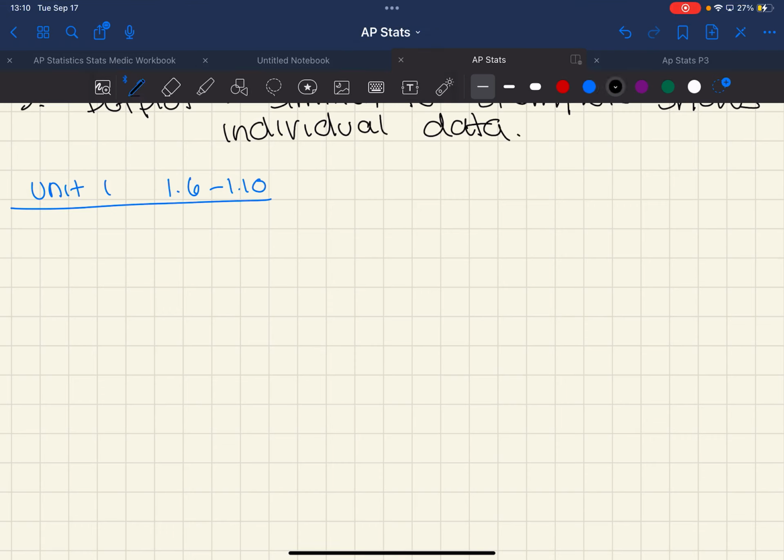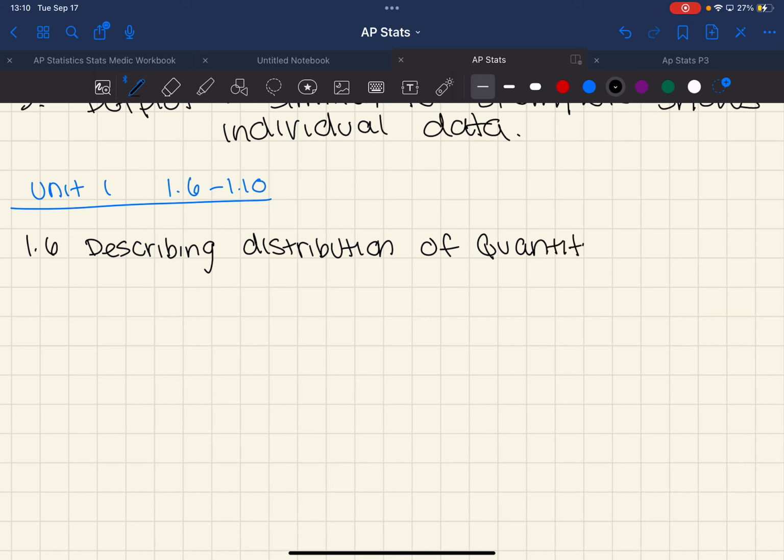Okay, we're going to cover the last half of Unit 1. So this is 1.6 through 1.10. 1.6 is over describing the distribution of a quantitative variable.